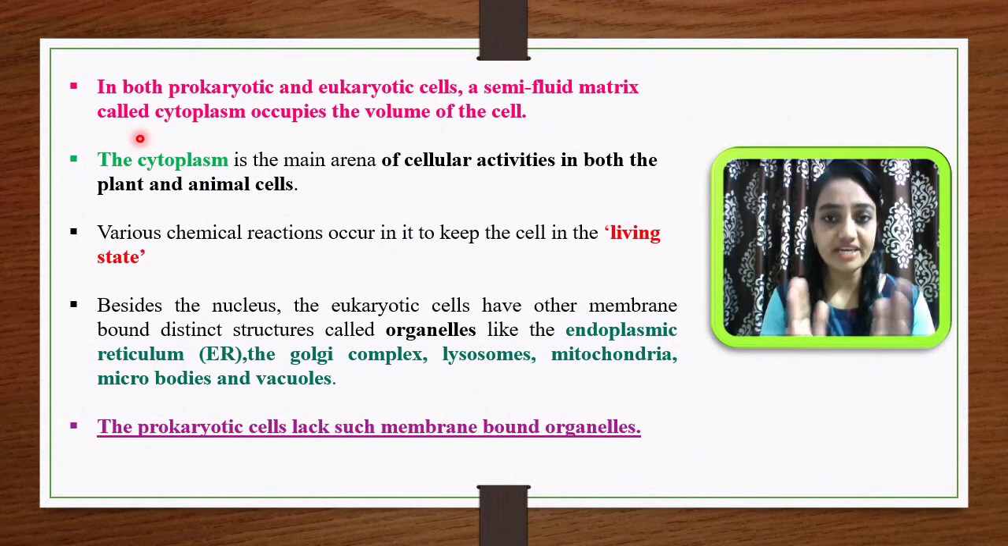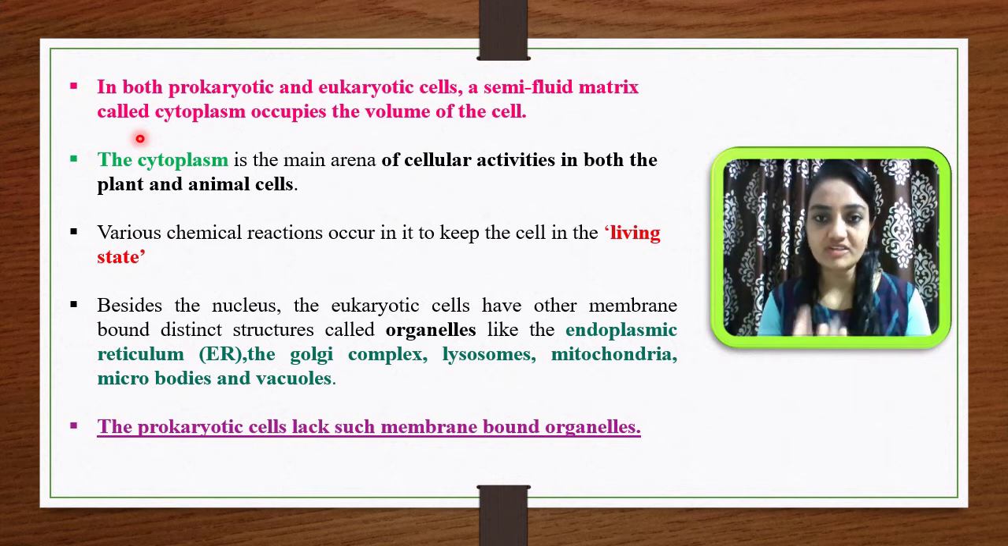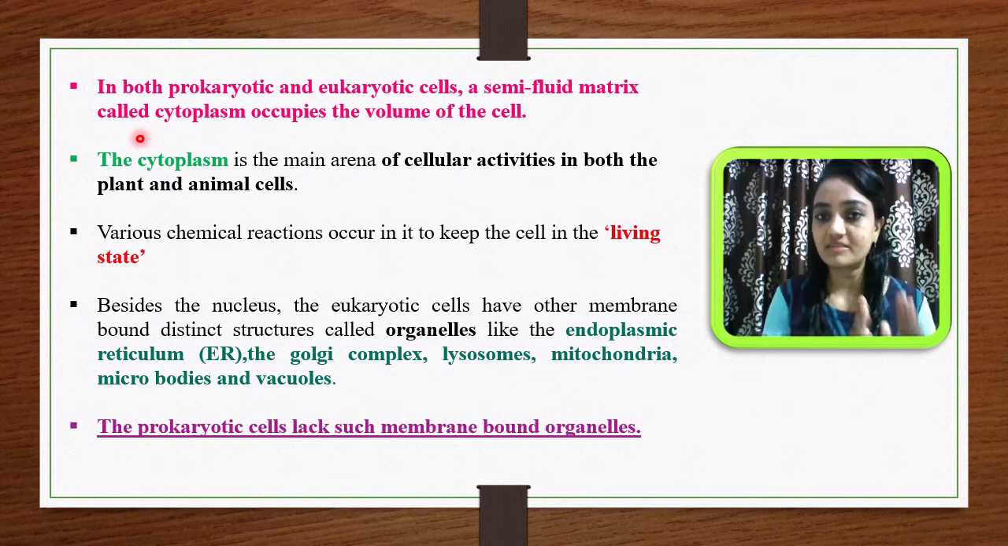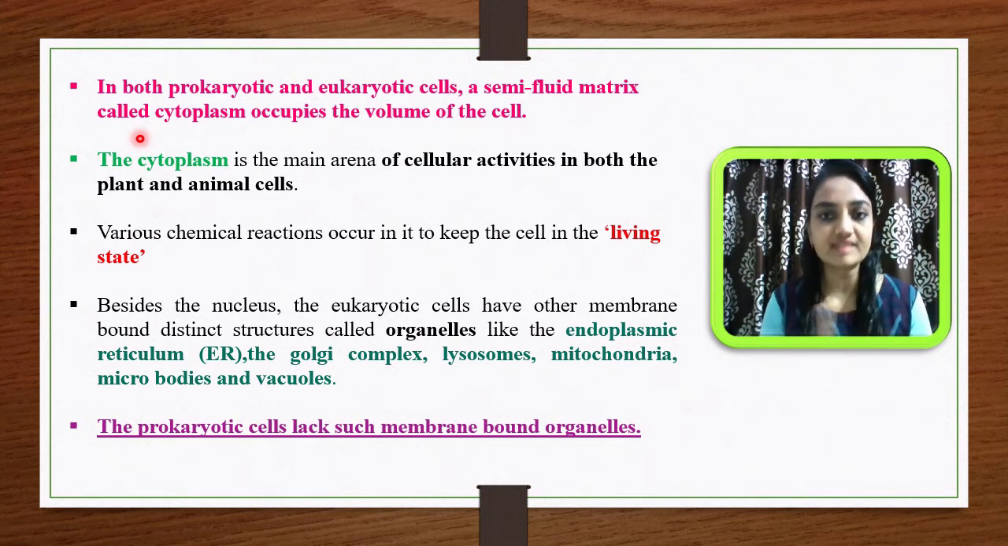So now let me compare eukaryotic cells and prokaryotic cells. We will get the idea of which structures are only present in the eukaryotic cell, which structures are only present in the prokaryotic cell, and what the differences are between the eukaryotic cell and the prokaryotic cell.